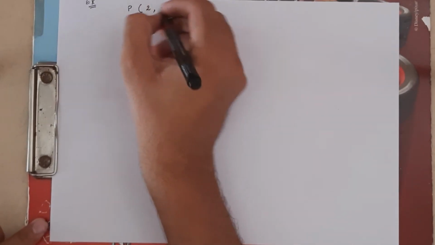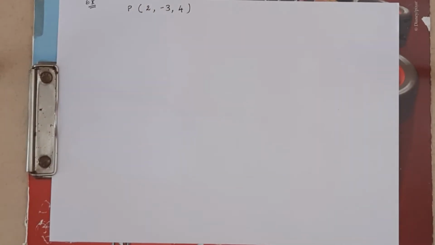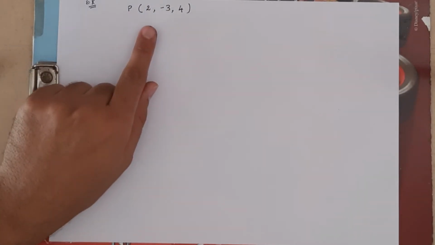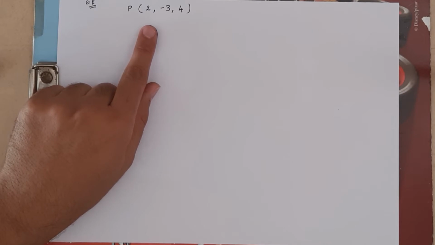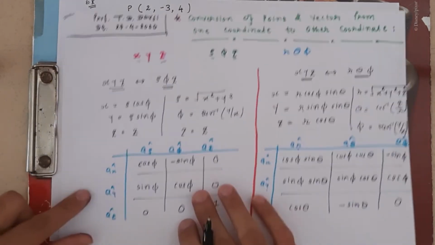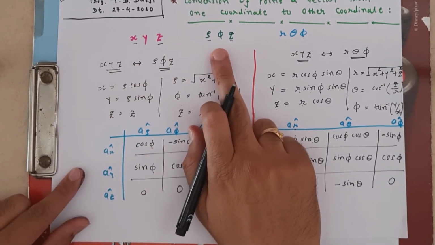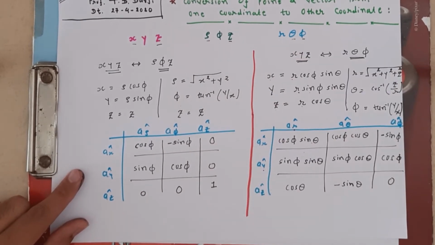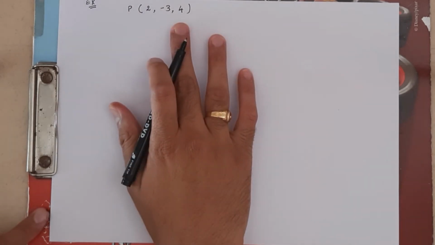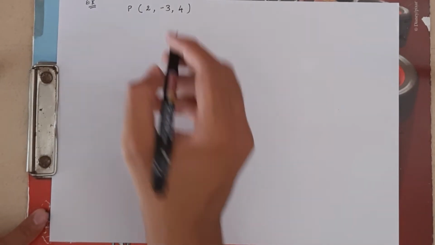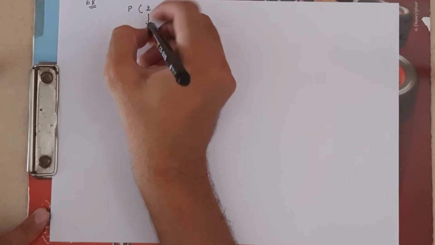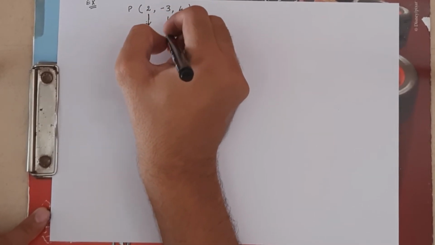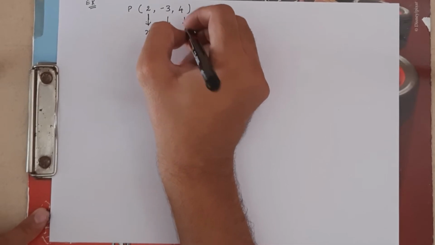So first of all we have to identify in which coordinate system the point is given. Listen, how to identify whether the point is present in Cartesian, cylindrical or spherical coordinate system. If only one angle is present, we can say the point is in the cylindrical coordinate system, and if two angles are present, we can say the given point is in the spherical coordinate system. So no angle is present, so the point is in our Cartesian coordinate system. So value of x is 2, value of y is minus 3, and value of z is 4.